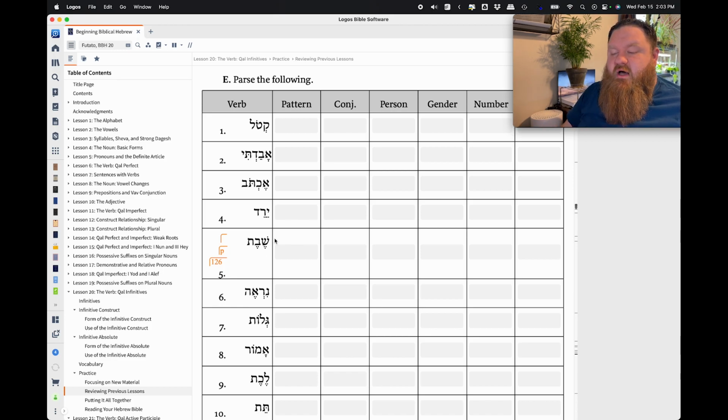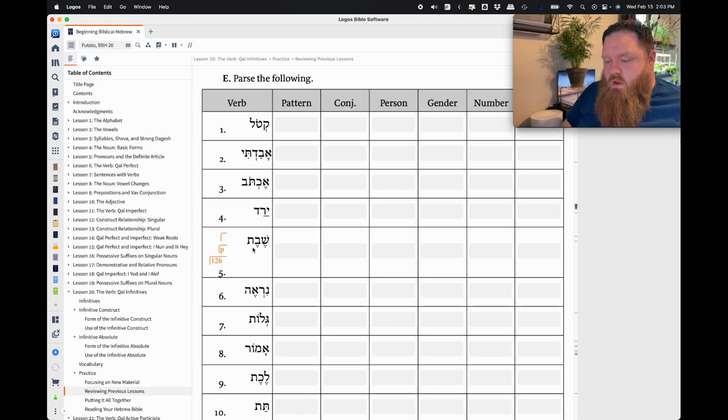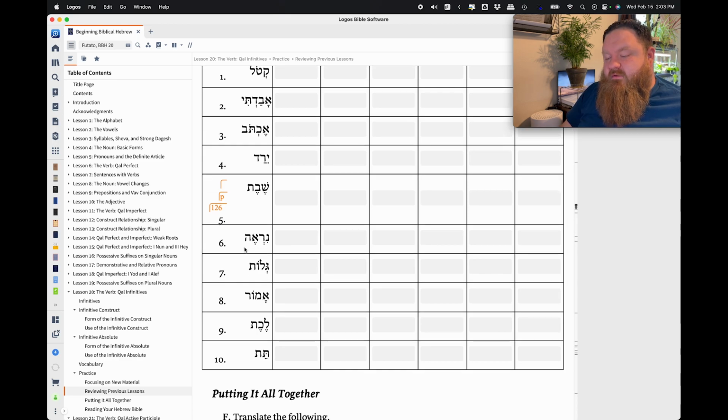So I'm going to take off the segol, segol, tav, I'm going to put a yod on the front, and I get yashav. Yashav is "he dwelt," so shevet is going to be "to dwell." All right, number 6, we've got nireh.